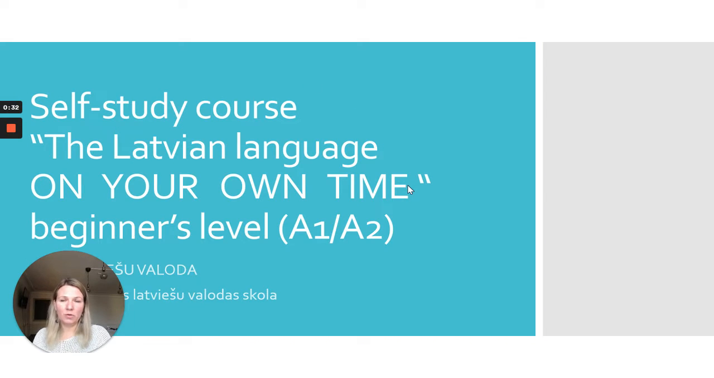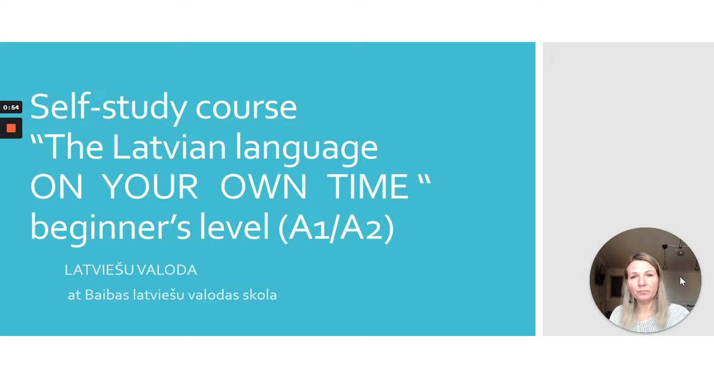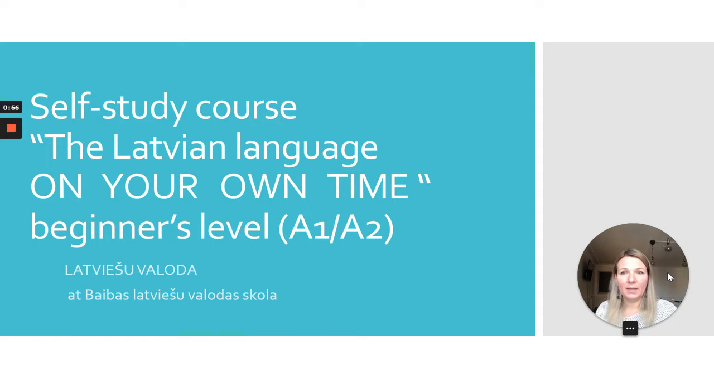The study course is called On Your Own Time, beginner's level, level A1, A2, because I'm sure it's more than A1. It means that if you have some Latvian language knowledge, but you feel you have a gap, you could sort that out, I think. Also, if you study very hard and add some extra work on the side as well, you must be able to gain a level A2 by finishing this course.